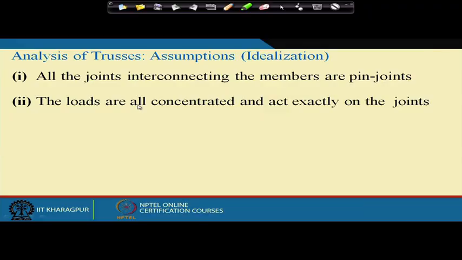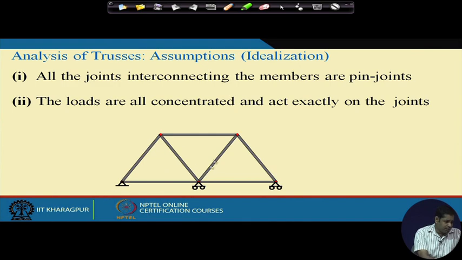Now the second idealization is that the loads are all concentrated and act exactly on the joints. What does it mean? If this is a truss, then whatever load you have has to be always on the joints. Okay, so these are correct loads. You cannot have a load like this acting on the member, because under such a load the truss member will undergo bending, which is not desirable in this case.